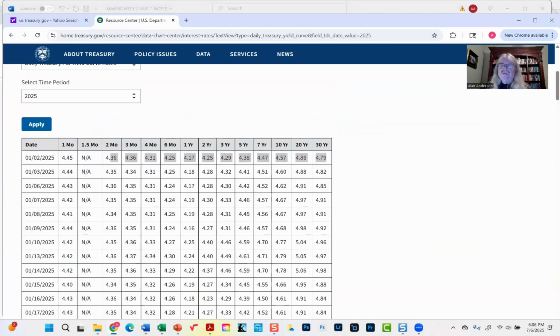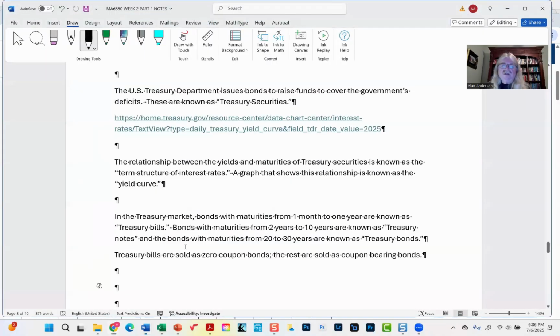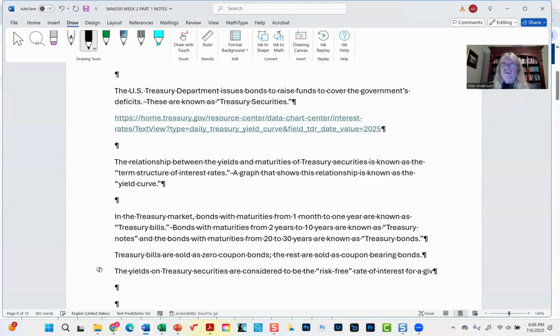And by the way, yield, I'm going to see a lot of this as we go along. Yields on treasury securities are considered to be the risk-free rate of interest for a given maturity. And that simply means risk-free, in this case, means free of default risk.